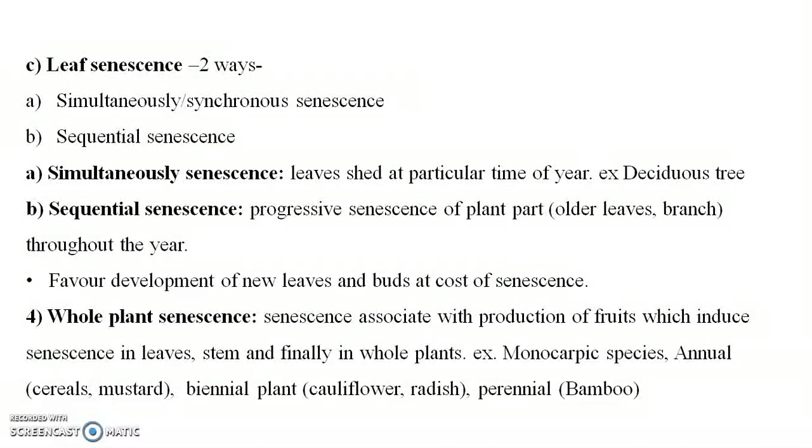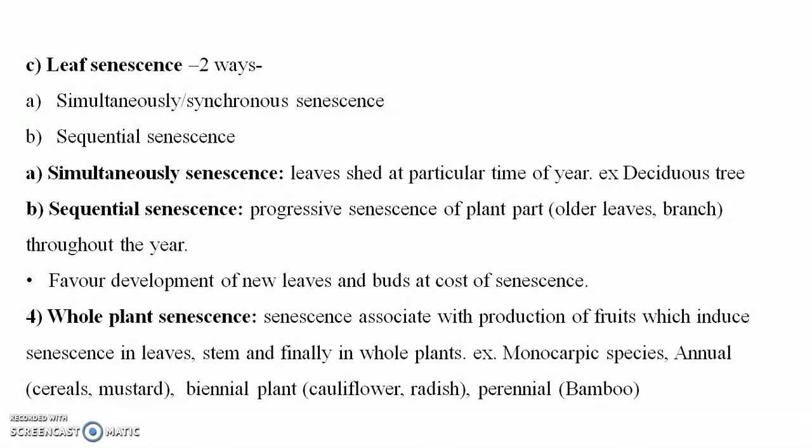Simultaneous senescence: leaves are shed at a particular time of growth. An example is deciduous trees. Like we say, in autumn mostly the leaves fall at a particular time period. That is simultaneous senescence. Second is sequential senescence. Sequential senescence is progressive senescence of the plant. For example, old leaves and branches are shed from the plant throughout the year. It favors development of new leaves and buds at the cost of the senescing ones.